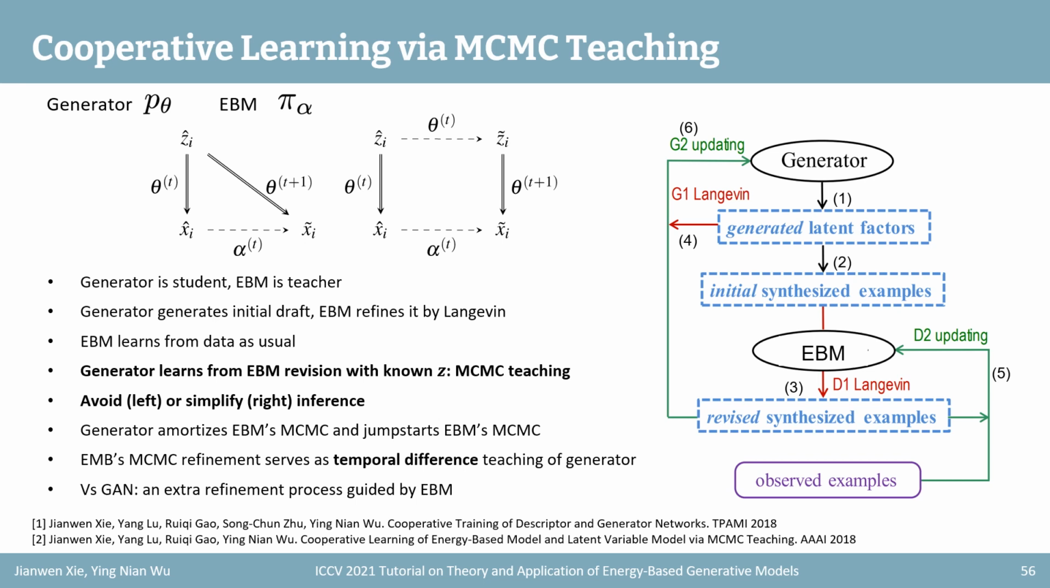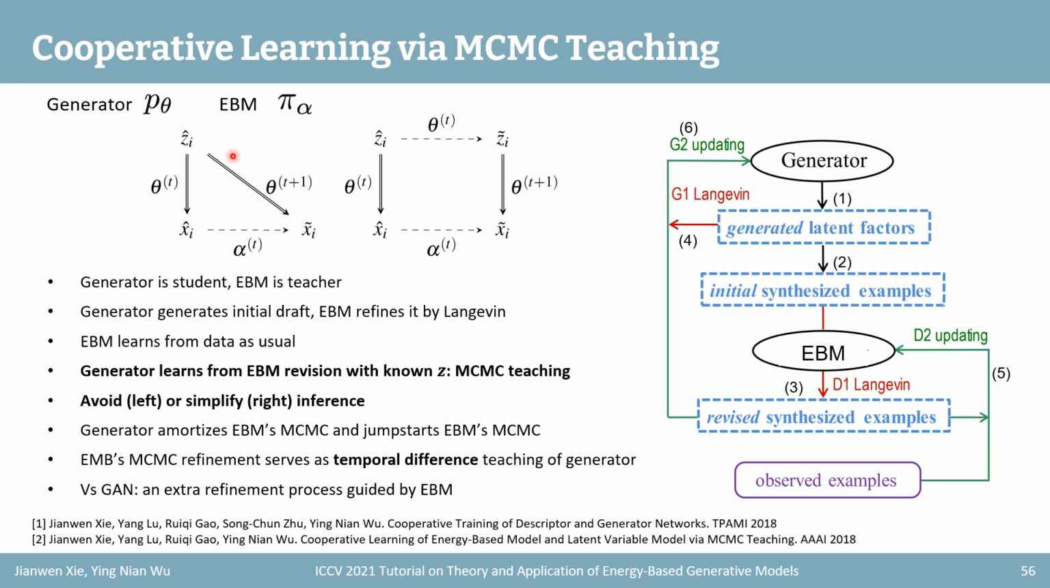So this slide presents the basic idea of cooperative learning, and we do this with a so-called MCMC teaching method. Again, we have a top-down generator model p theta, and then we have a bottom-up energy-based model pi of alpha. Okay, so we learn the two models cooperatively in the following sense.